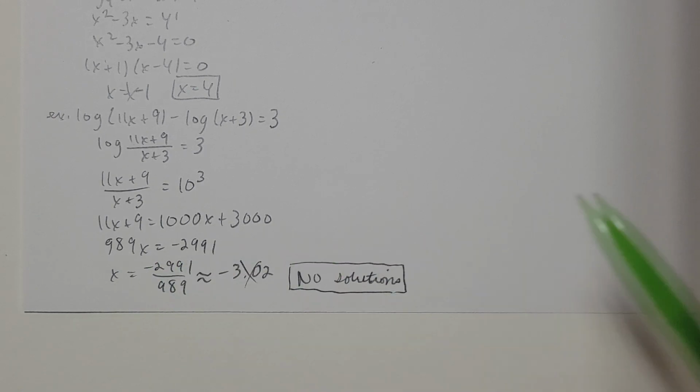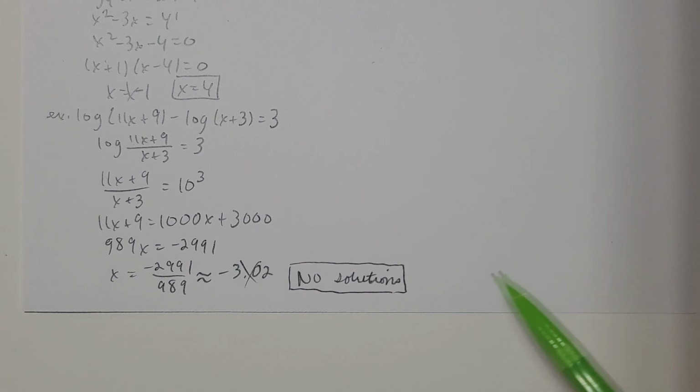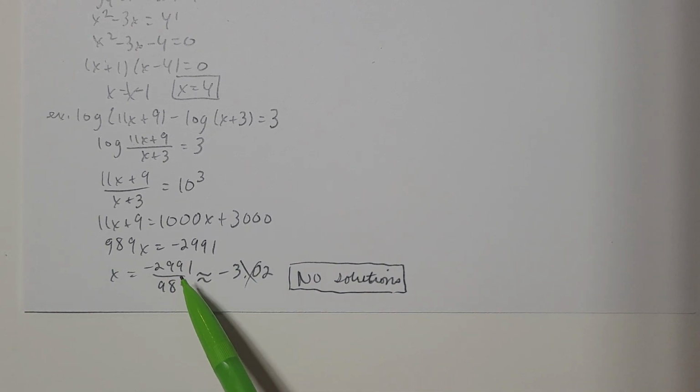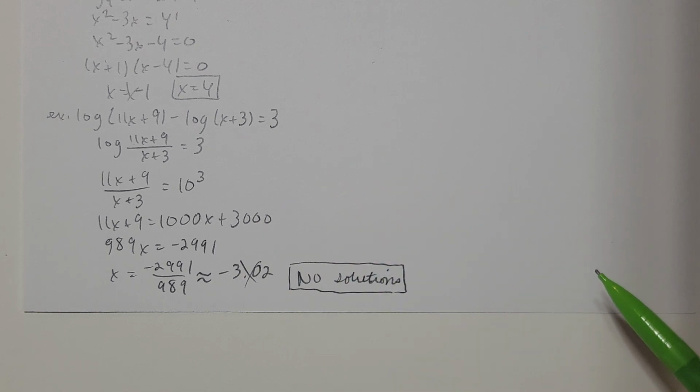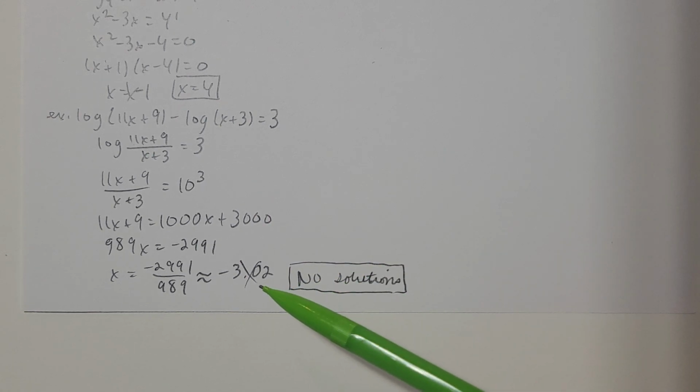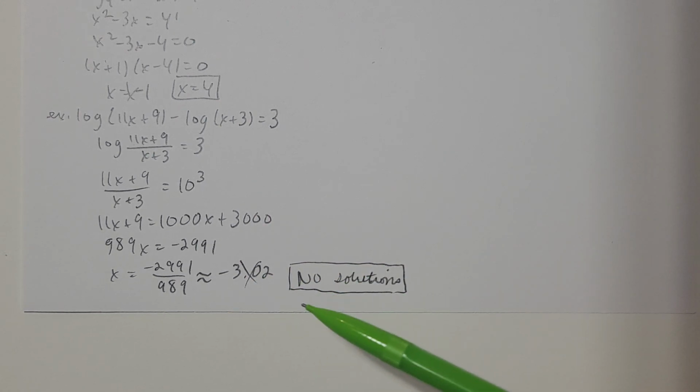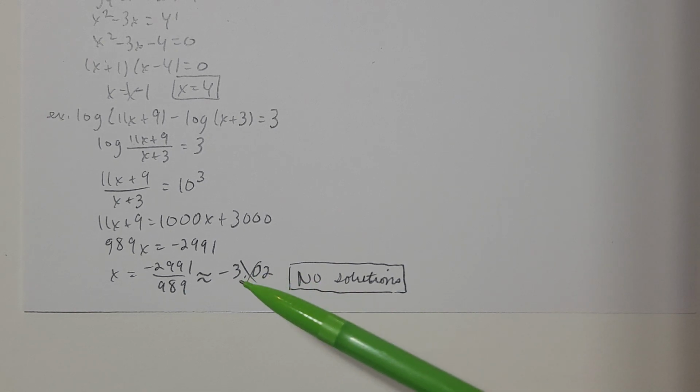When I divide both sides by 989, negative 2,991 divided by 989 as a decimal would be approximately negative 3.02. I've got to check that. So is that number going to work? Well, no. Now, I'm not just throwing that away because it's a negative. Don't do that. Okay, you've got to check it.